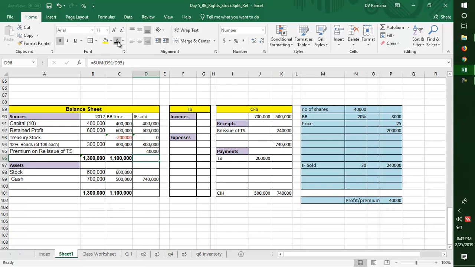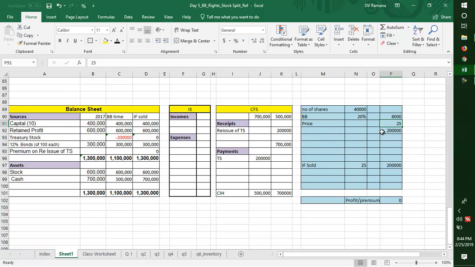So the total of the sources side should be equal to the total of the asset side. So if the shares are reissued, the profit on the sale of the reissued shares will not be shown on the income statement, but will be shown in the balance sheet as the premium on reissue of the shares. Suppose the shares would have been sold at 25, observe they were purchased at 25 and sold at 25, so there is no profit, so no premium, still the balance sheet tallies.